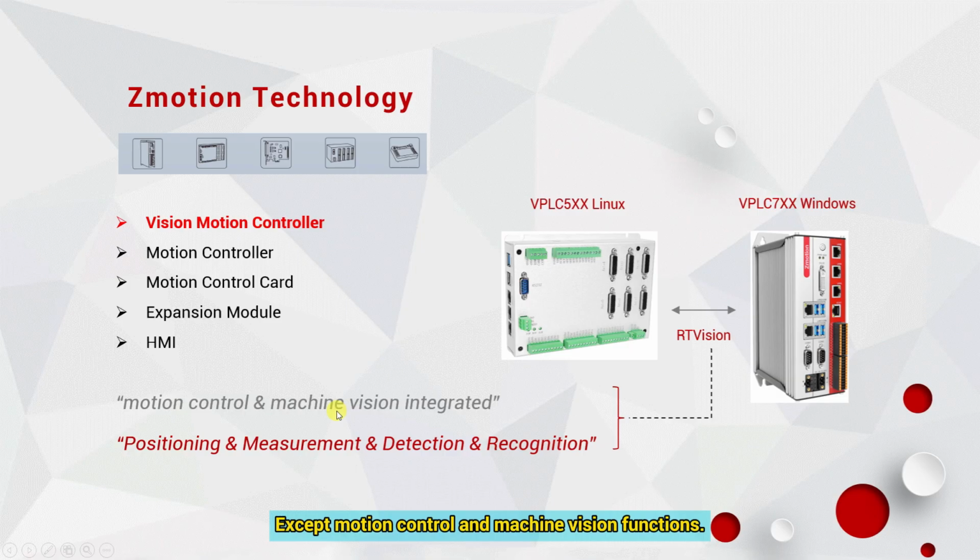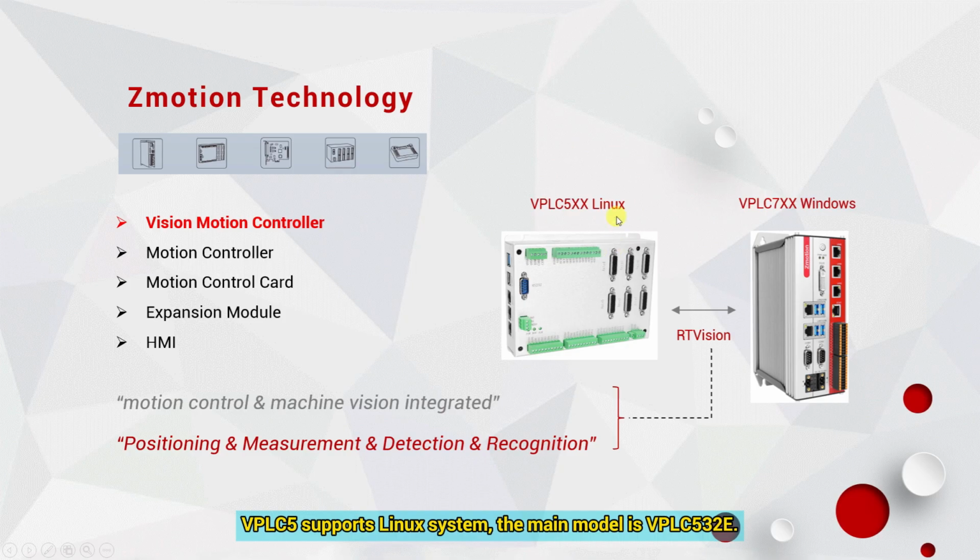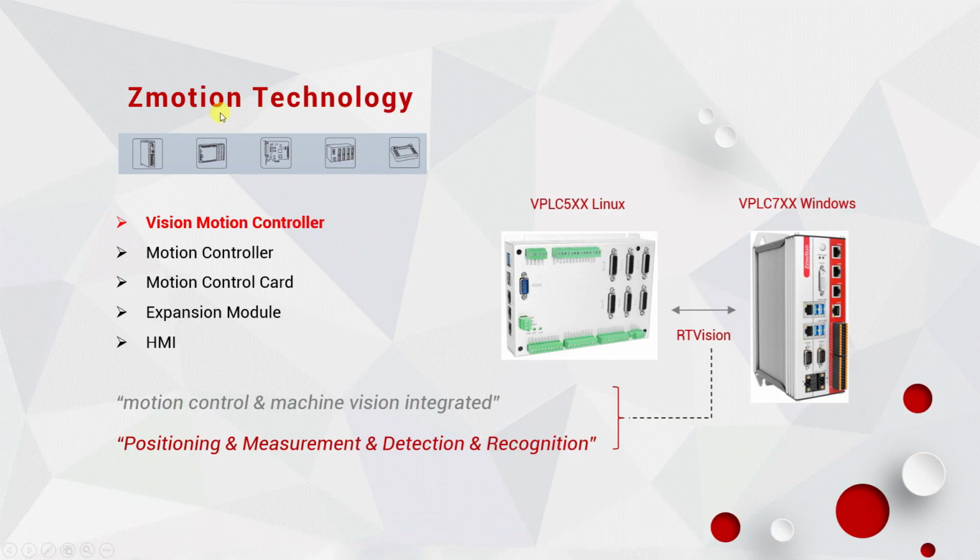Except motion control and machine vision functions, they can be used as one IPC. VPLC 5 supports Linux system. The main model is VPLC 532E. VPLC 7 supports Windows system. The main model is VPLC 711. If you are interested in them, you can go to Zmotion product page for details.